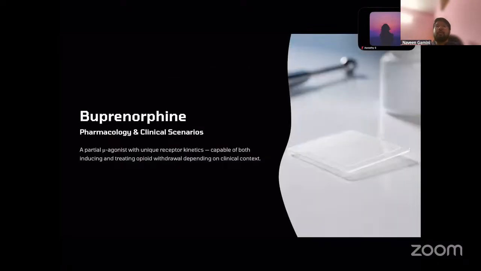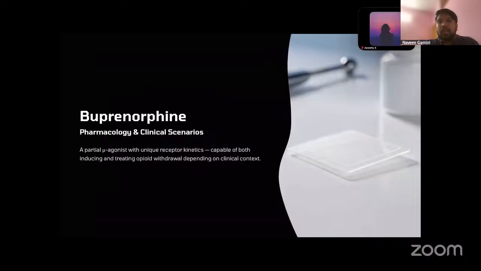Now we'll talk about a few specific opioids, just short summaries of a few opioids which can be asked as short mark, 2 mark or 3 mark questions. So let's start with buprenorphine. Buprenorphine is a partial mu agonist which has unique receptor kinetics. It is capable of both inducing and also treating opioid withdrawal. We should know in which clinical context we can use buprenorphine.